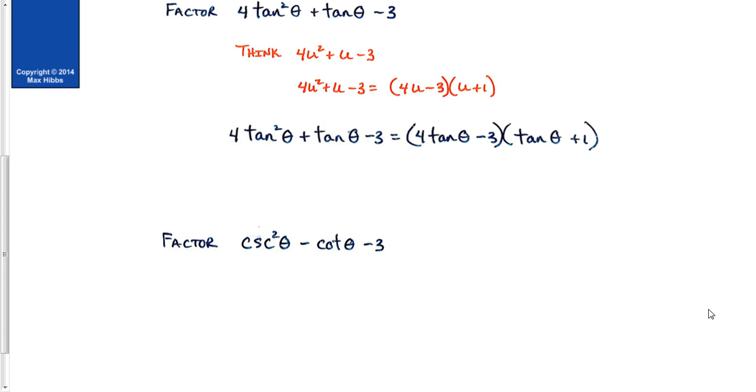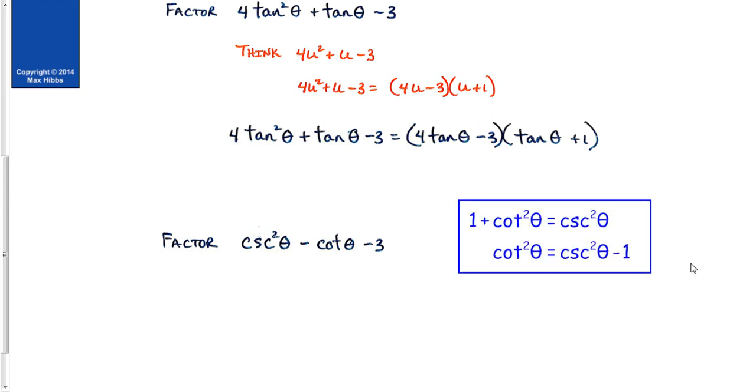Okay, lastly here, we have to factor cosecant squared theta minus cotangent theta minus 3. And we can't use the same technique that we used above. So we have to be a little bit creative here, maybe is the right word to use. And whenever I see cotangents and cosecants together, it reminds me of one of the other Pythagorean identities. This is the third Pythagorean identity, that 1 plus cotangent squared theta is equal to cosecant squared theta.